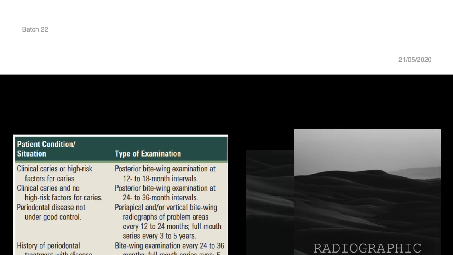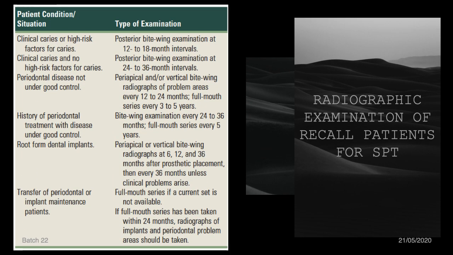So what are the patient's conditions or situations and types of examinations based on radiographs? During supportive periodontal therapy, when will you take a radiograph, what type of radiograph, and at what interval? In supportive periodontal therapy, if the patient has a high risk of caries or high risk factors for caries, then a posterior bitewing examination should be done every 12 to 18 months.